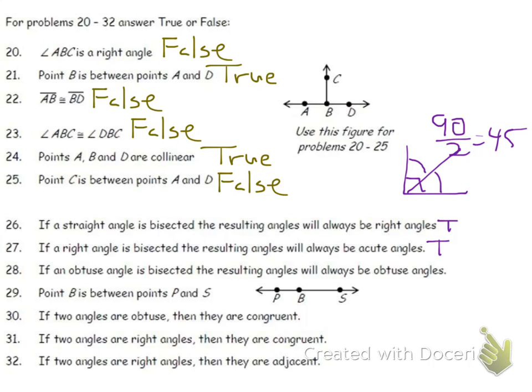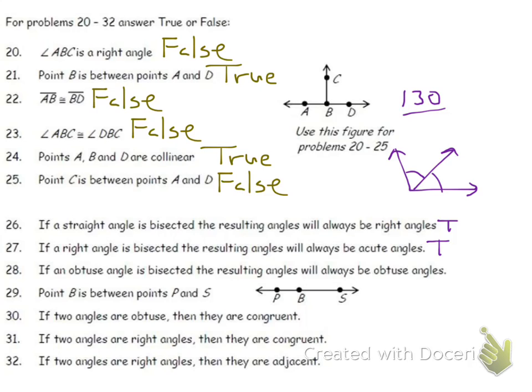Now, 28. If an obtuse angle is bisected, the resulting angles will be obtuse angles. This one, I'm going to think of just one example. Let's see if one example is enough. So, let's get rid of this work here. Obtuse angle. If I bisect it, it looks like I have acute angles. I could also say, well, what if 130? That's a good obtuse angle. If I divide that by 2, that's 65. So they'd each be 65.